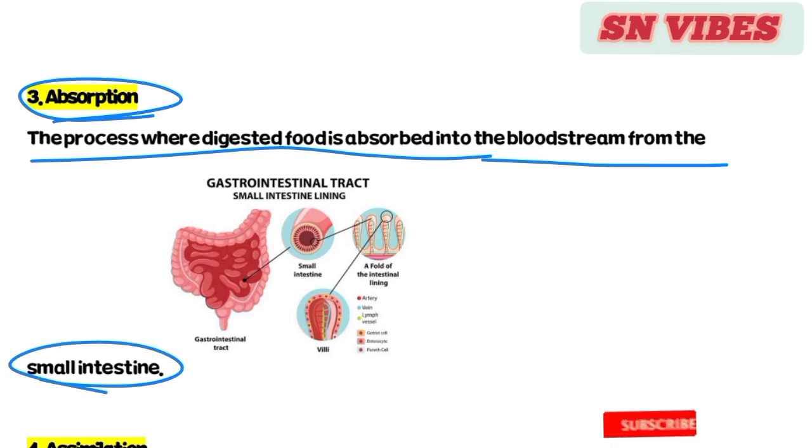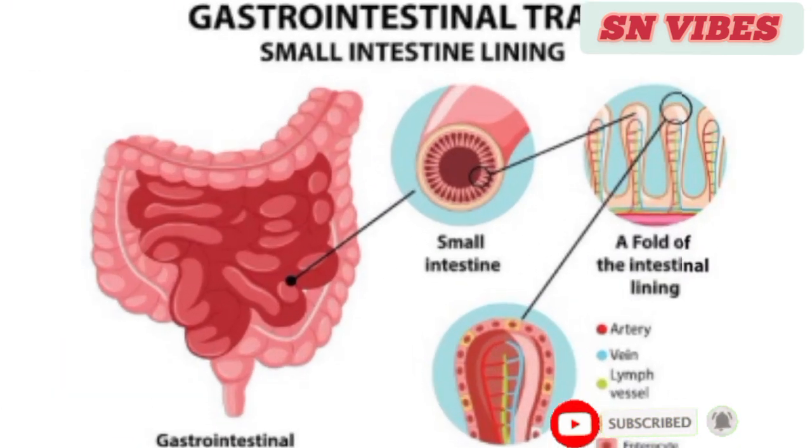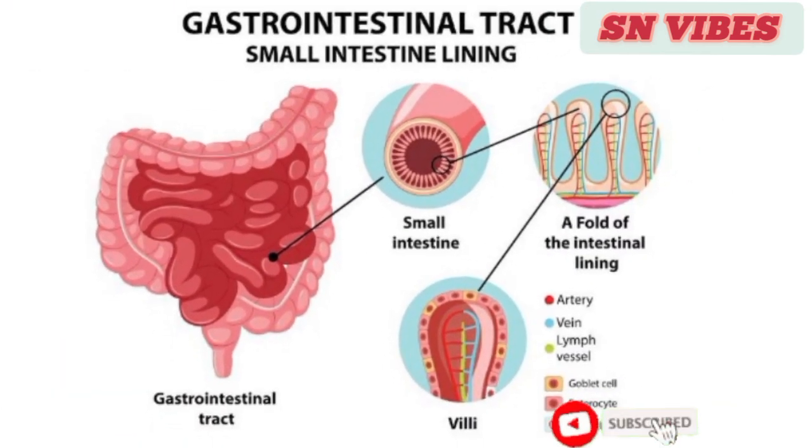So the absorption mainly occurs, as I told you, in the small intestine with the help of the bloodstream, right? Here you can observe one of the pictures I have given. The small intestine consists of somewhat hair-like structures. Can you observe this? Hair-like structures, somewhat bulged, right? These are called villi.